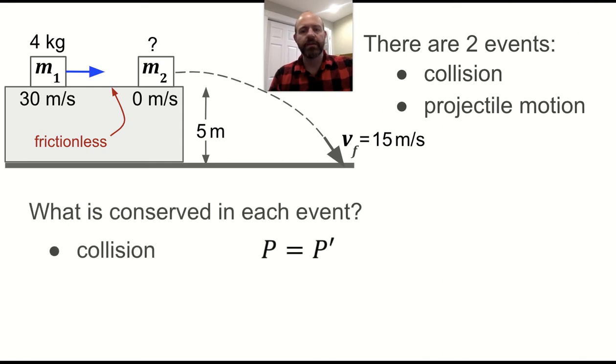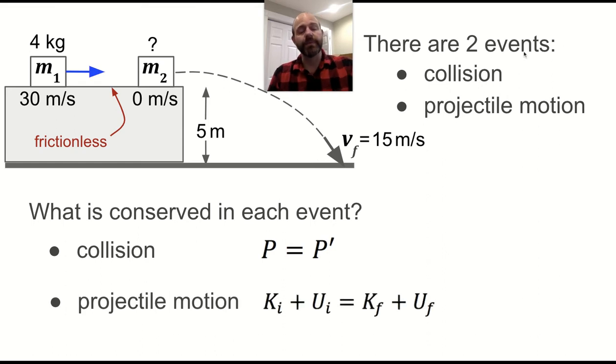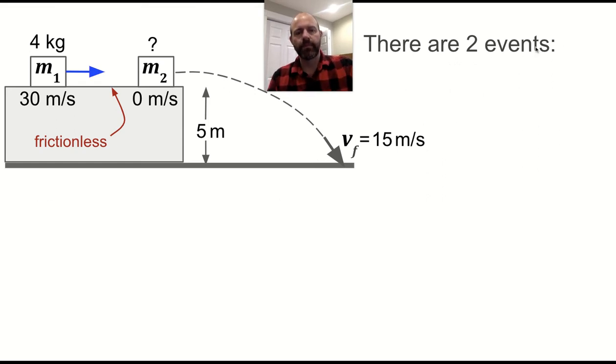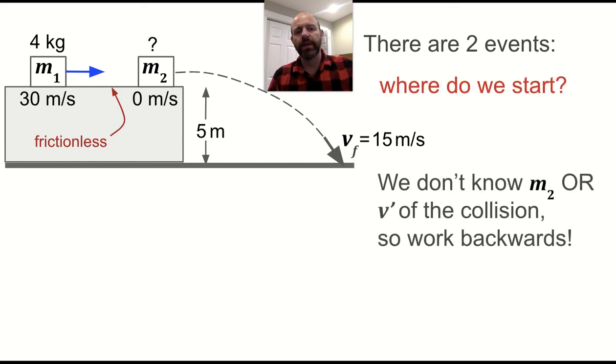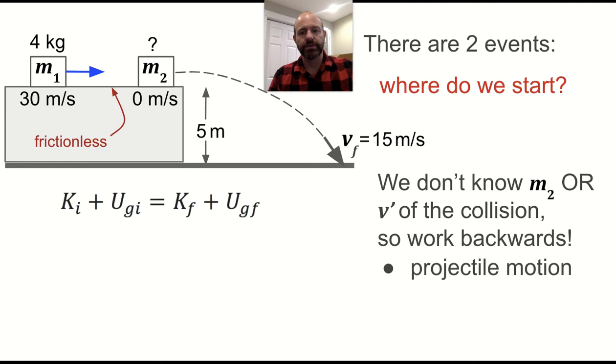In the collision, we get momentum conservation. In projectile motion, we get mechanical energy conservation. So where do we start? Well, the thing we don't know about is M2, and we don't know the velocity of blocks 1 and 2 together after the collision. So the collision we don't really know very much about. So we're going to have to work backwards. We're going to start with projectile motion.